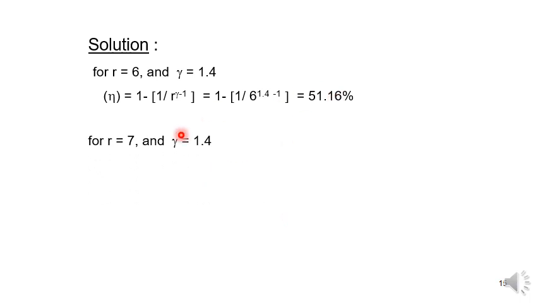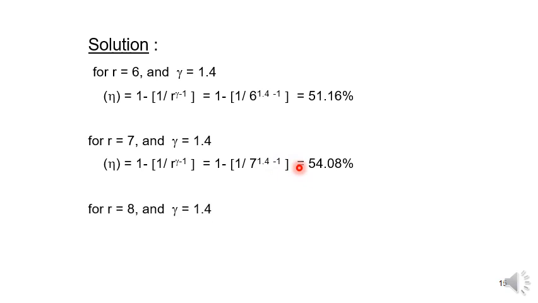51.16. Similarly, substitute R equal to 7 and gamma 1.4 in the formula: 1 minus (1 divided by 7) whole power 0.4, which gives 54.08. I am reading it as 0.4 because gamma minus 1 is 1.4 minus 1, which is 0.4. And for 8 also, 1 minus (1 divided by 8) power 0.4 gives 56.5. Observe that as the compression ratio increases, the thermal efficiency of the Otto cycle also increases.